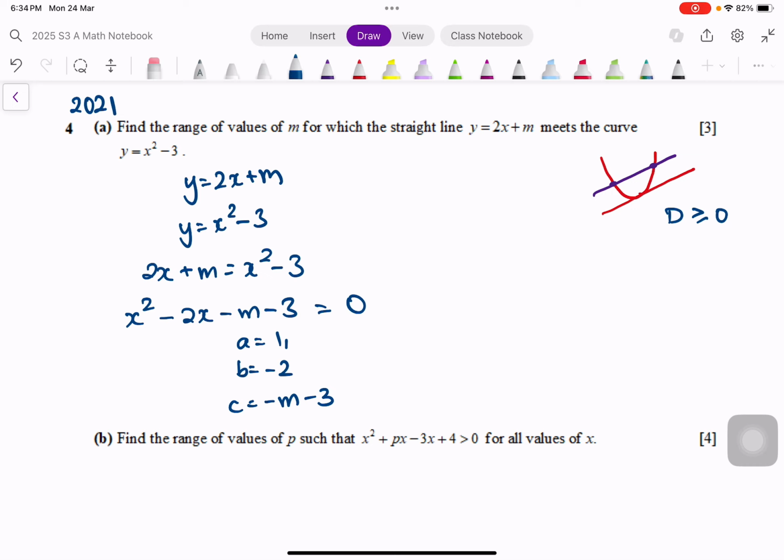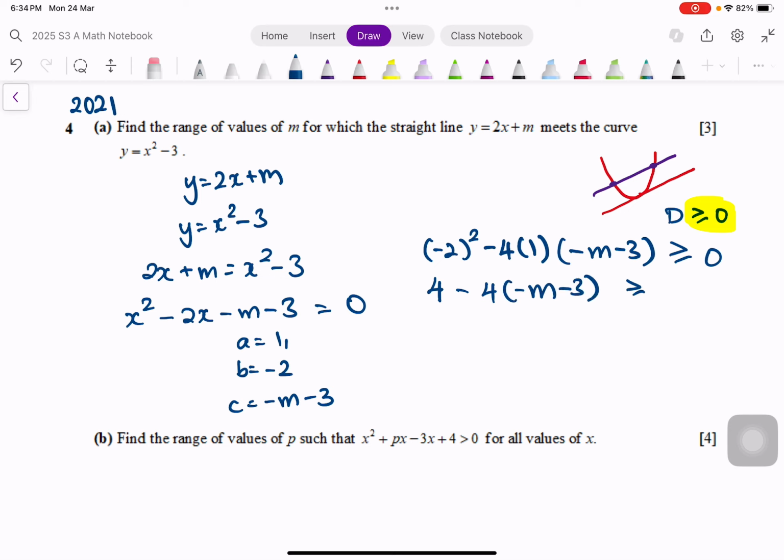So then, the discriminant is b squared minus 4ac. Now, earlier we already established that my discriminant is more than or equal to 0. So I have this. Okay, now, then after I simplify, 4 minus 4, okay, 4 plus 4m plus 12, 4m negative 16. And this will be my answer for part A.